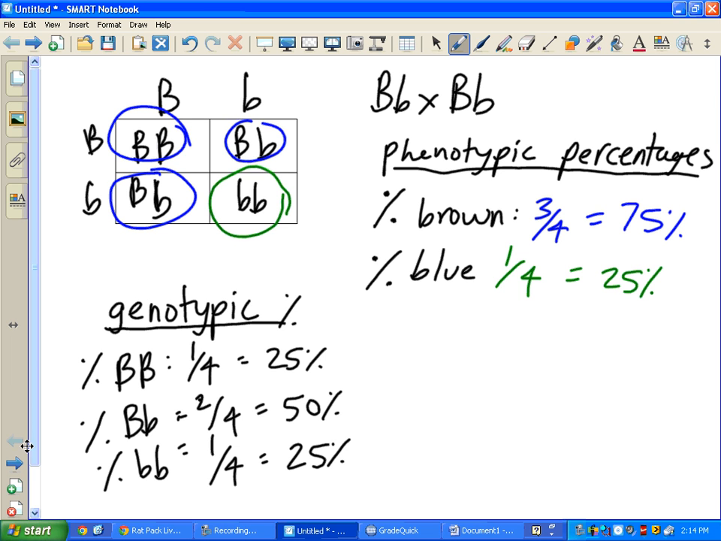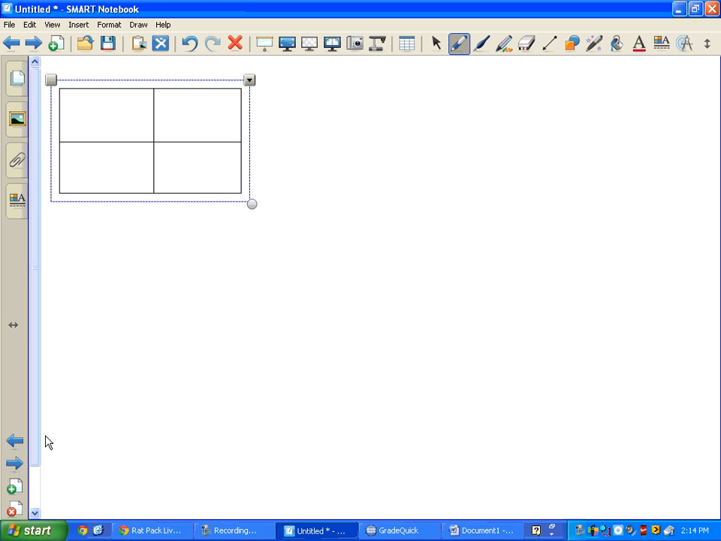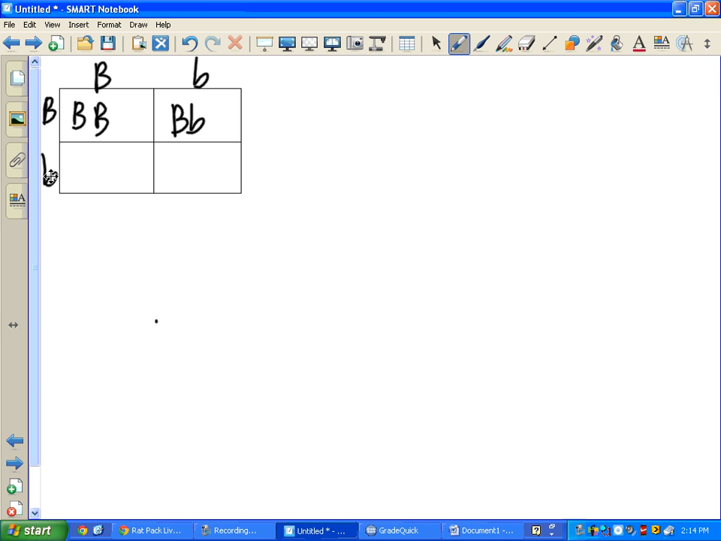All right, now ratios. All right, same two parents, both heterozygous. So the Punnett square is going to look exactly the same. We're just on a new page. Now this, we're going to do ratios.